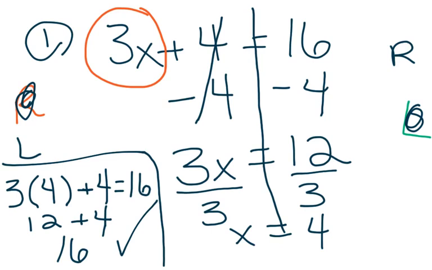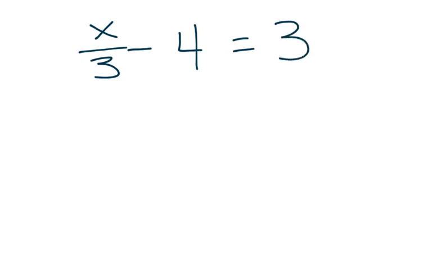All right. So now we're going to go to number 2 on your worksheet, which is x over 3 minus 4 equals 3. So what we're going to do now is, again, put a line where the equals is to divide it into the 2 sides of the equation, the left side, I got it right this time, and the right side.